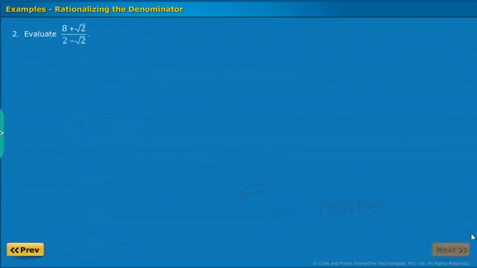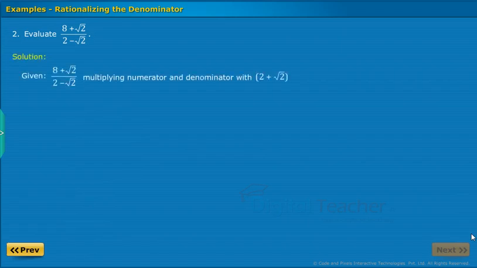Evaluate 8 plus root 2 by 2 minus root 2. Solution: for the given expression, multiplying numerator and denominator with 2 plus root 2, we get as follows.